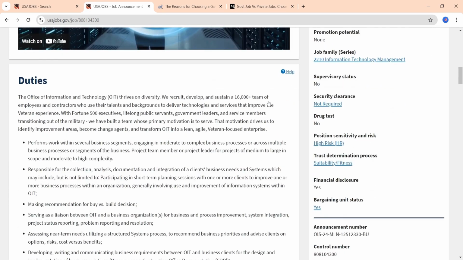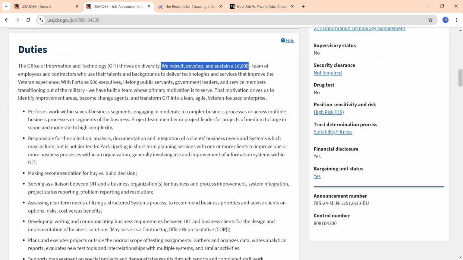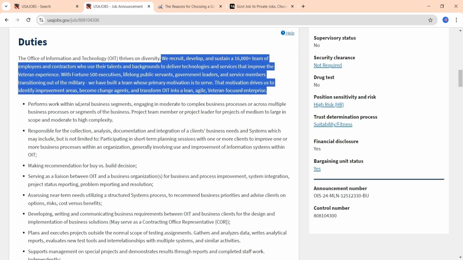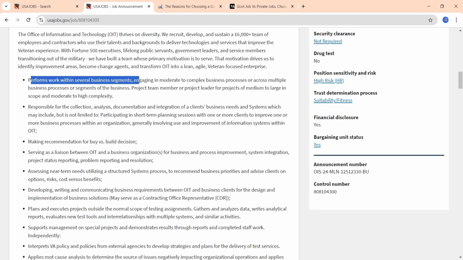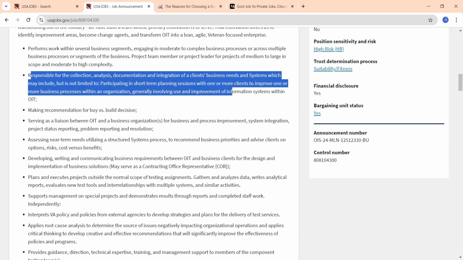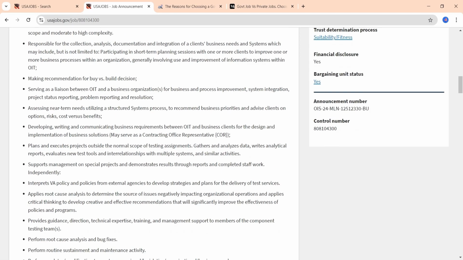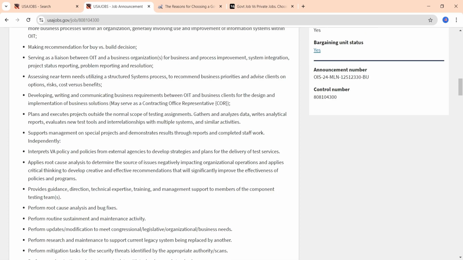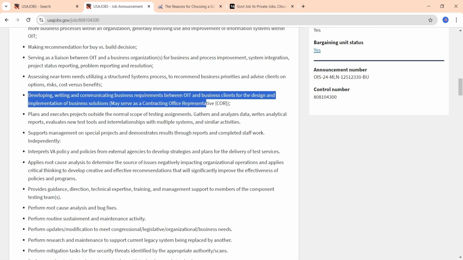And let's go down to the duties and requirements. As you can see here, they recruit a lot of people, 16,000 people of all different talents, and work with all types of other companies. You're going to be working in several business segments, engaging in moderate to complex business processes, or across multiple segments of business. These are your responsibilities, whether it's to collect, analyze, and document your client's business needs and the system needs, and then you're going to come up with a solution. You're going to act as a liaison between your client and the IT team. You're going to assist with developing, writing, and communicating those requirements.